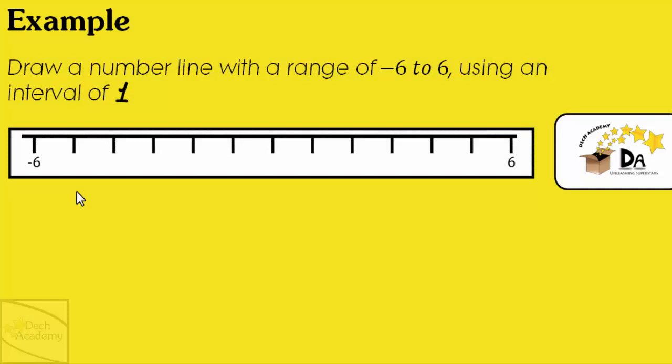Here's another example question. This question says, draw a number line with a range of -6 to 6 using an interval of 1. As you can see, the first step of drawing the number line has been done. The line has been drawn and the smallest number, -6, has been shown, and the largest number, 6, has been shown at the other end, giving a range of -6 to 6.